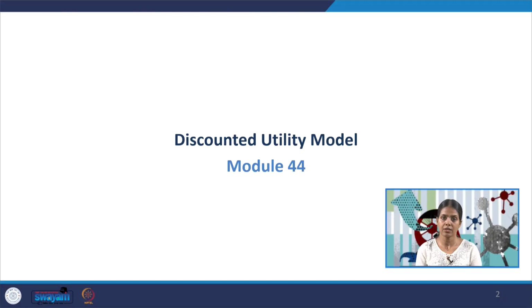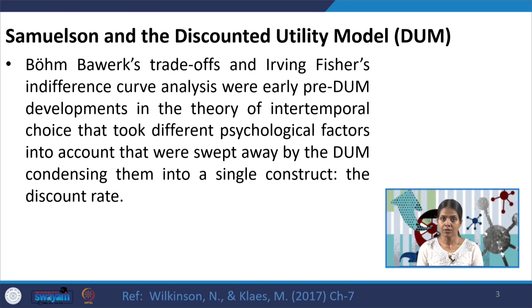Everyone, this is the 44th lecture of the course on principles of behavioral economics. We are discussing intertemporal choice models, and in this module we are going to discuss the discounted utility model. We have already talked about Böhm-Bawerk's trade-offs and Irving Fisher's indifference curve analysis.